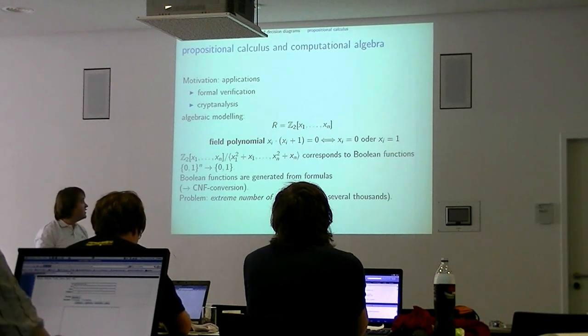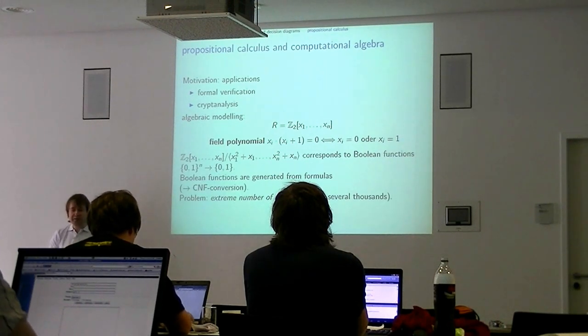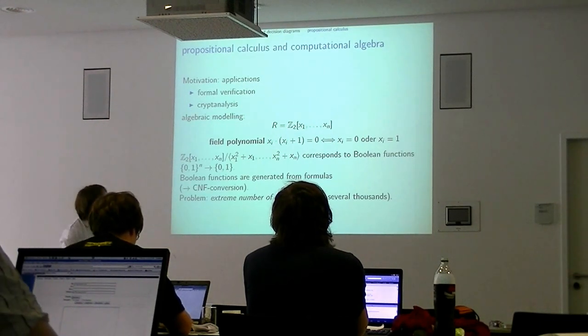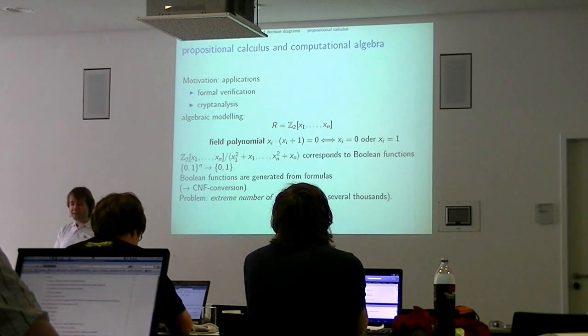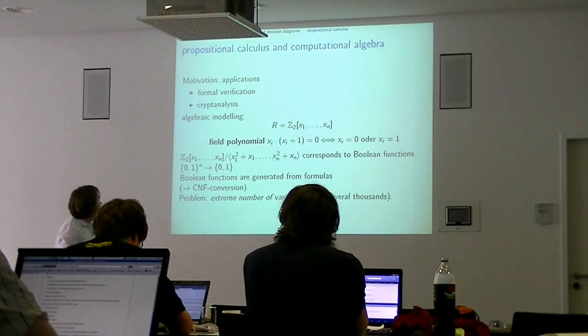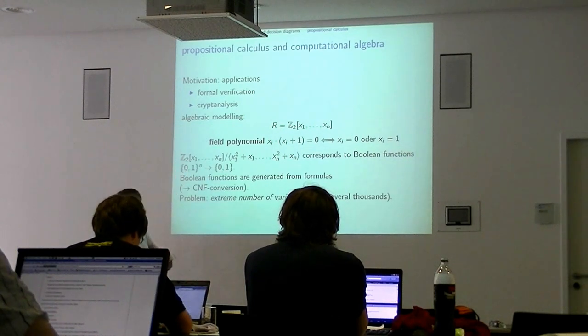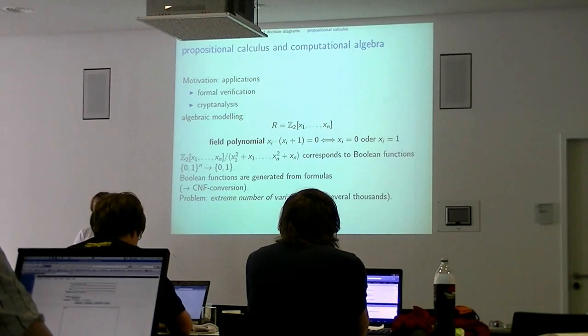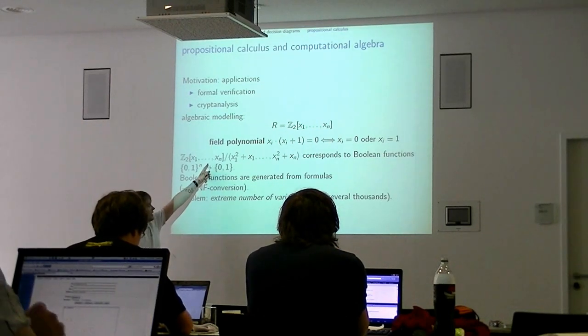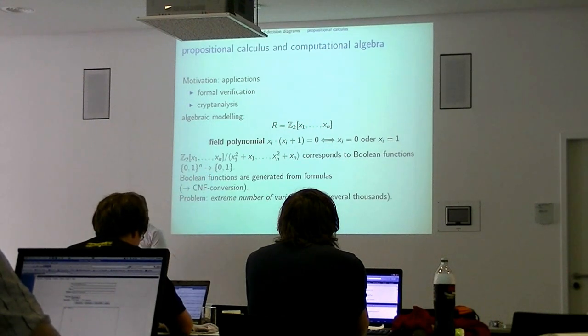So this way we always consider the domain, the finite field with two elements, and we consider field polynomials, which restrict our solutions to this finite field with two elements, just two solutions. In some sense we can consider this quotient ring, the polynomial ring modulo field polynomials. This is very good because in this quotient ring the elements correspond to Boolean functions, which are generated by Boolean formulas.